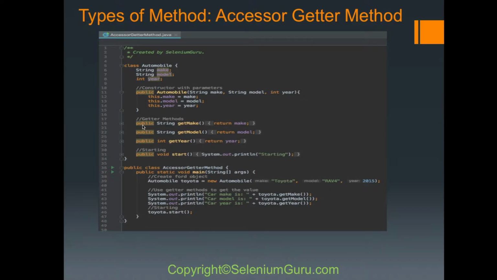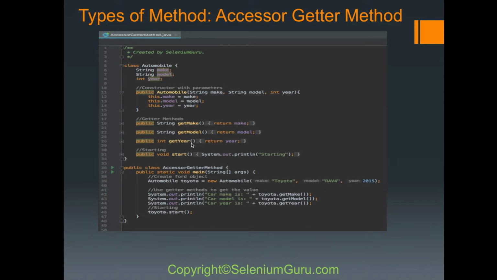public String getMake, so you're returning a string. This is a method with return type String, so we're getting back this string value. We say public String getMake, and you're returning make, this object's variable. Same thing, public String getModel, and you're going to return model. So from here, I can call this method to get the value of make and model.